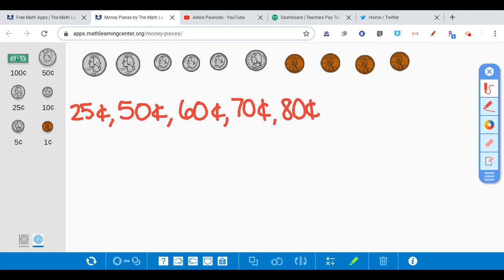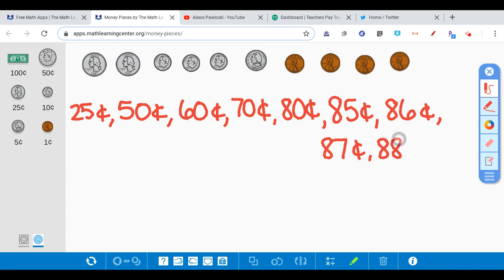Now I have a nickel. It's only worth 5 cents. So if I add 5 to my 80 cents, I get 85 cents. Then I have to add each penny, which is 1. So I'm at 85. So then I have 86 cents, 87 cents, 88 cents, and my last one, my fourth penny, which makes it 89 cents. So my total is 89 cents.